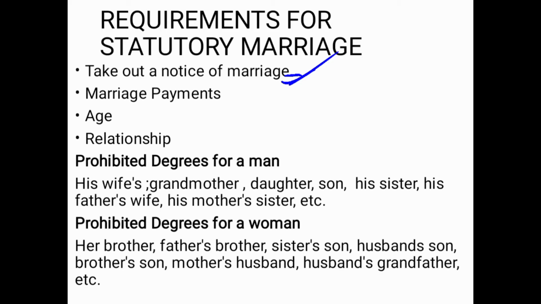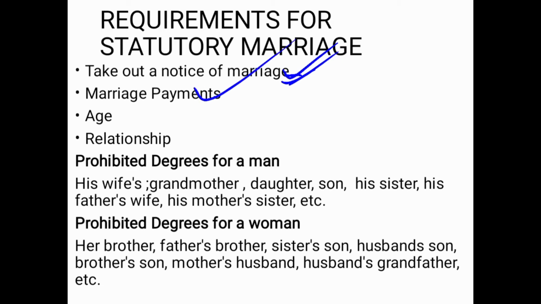Requirements for a statutory marriage. These are simply things that you are required to put in place as you get into a statutory marriage. The first one is that you need to take out a notice of marriage. This is done at the Registrar of Marriages. It is simply a notice of intention to marry made on a prescribed form. So it's a form that you need to fill, describing your intentions to get married. The notice is published outside the registrar's office for 21 days. After expiry of the 21 days, the couple registers their marriage within 3 months.